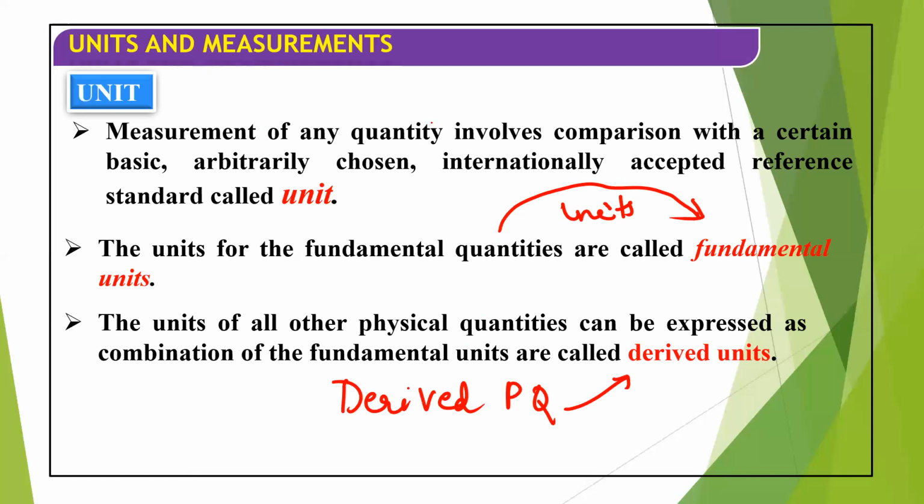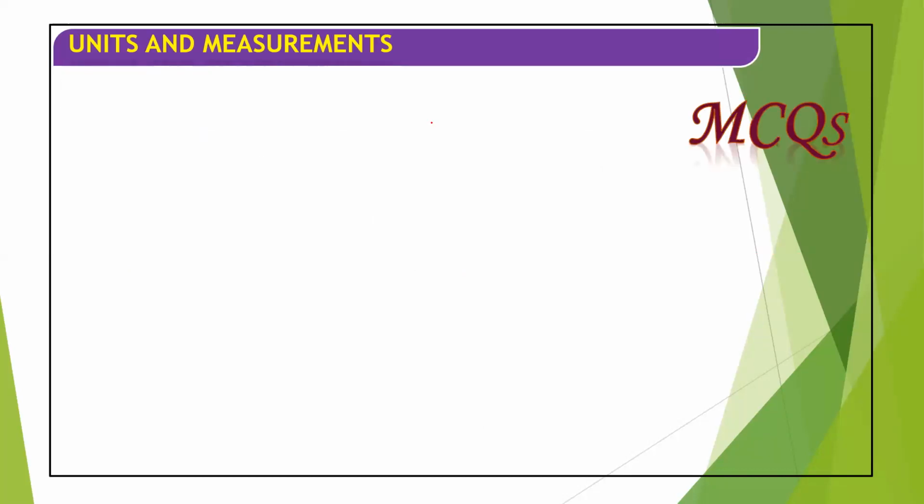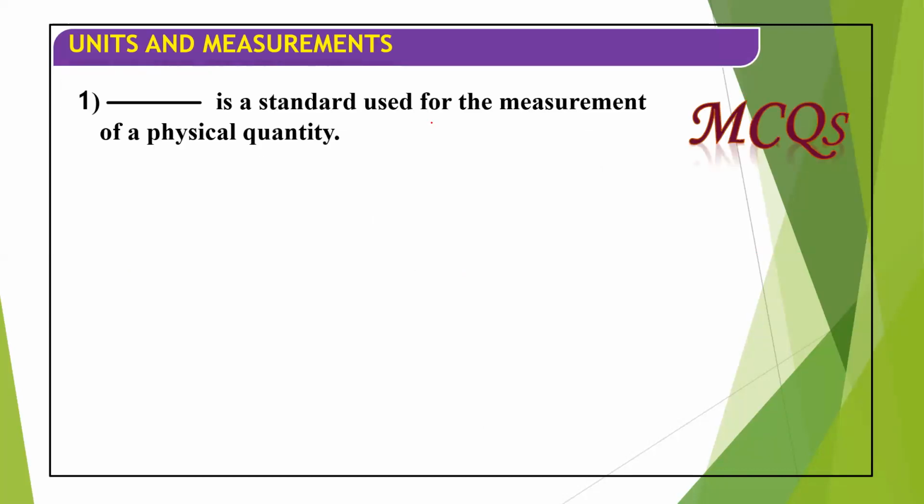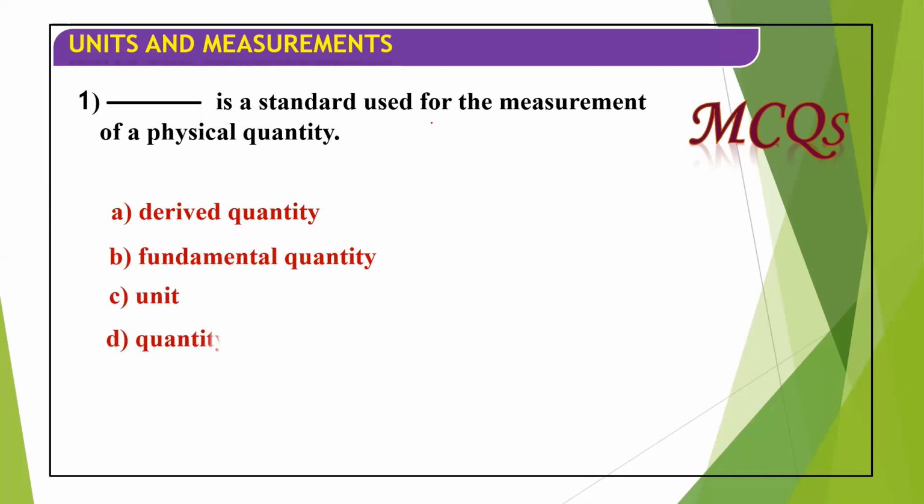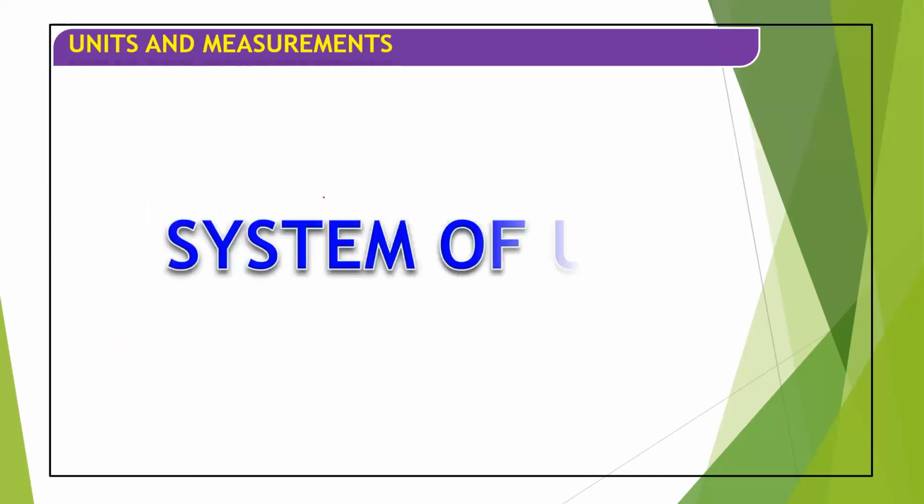So let's move ahead. Let's answer a few questions. Dash is a standard used for the measurement of a physical quantity. So what is a standard used for the measurement of physical quantity? Can I say it's unit? Yes, the right answer is unit. Unit is a standard used for the measurement of a physical quantity. Let's move ahead, my dear students.